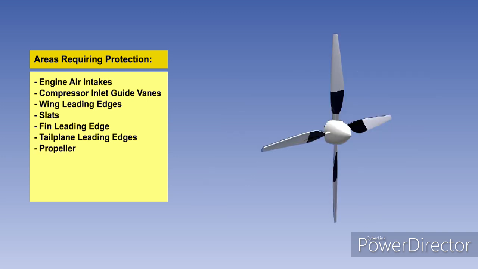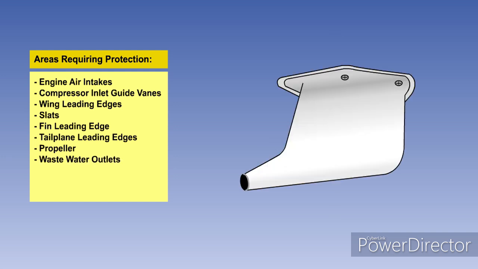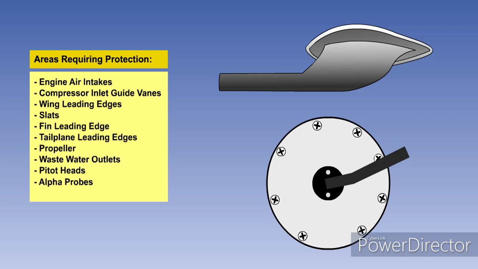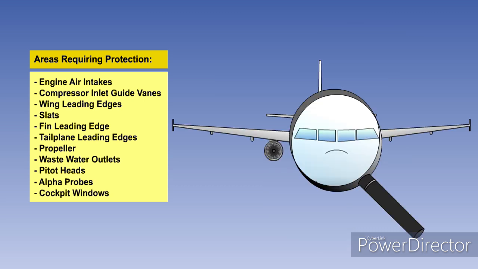Propellers can suffer from icing and need protection. Wastewater outlets and water lines in unheated parts of the fuselage will freeze up in flight any time the temperature is below zero, so they need to be heated. Any probes sticking out into the airflow, such as pitot heads and alpha probes, are susceptible to icing and need to be protected. These small components are usually electrically heated. Finally, cockpit windows need to be protected from both ice and rain.